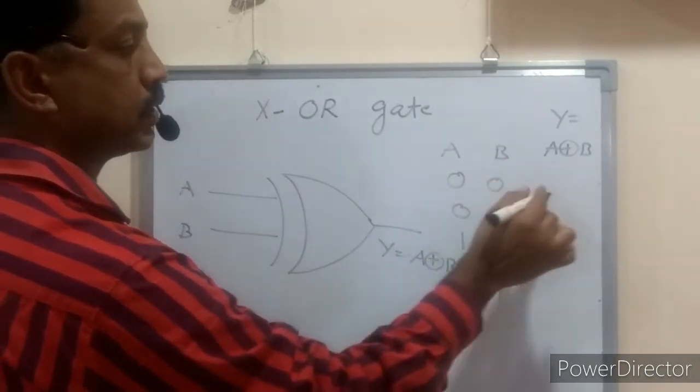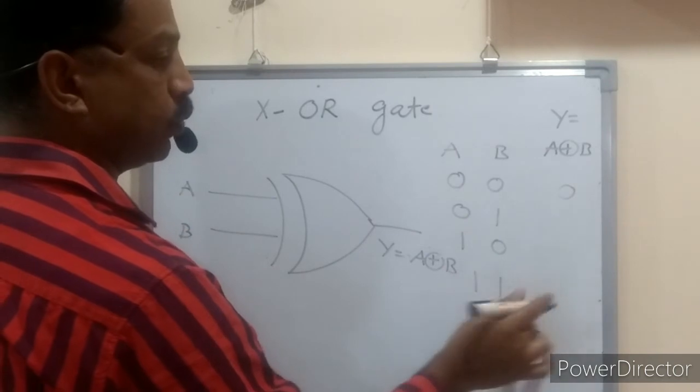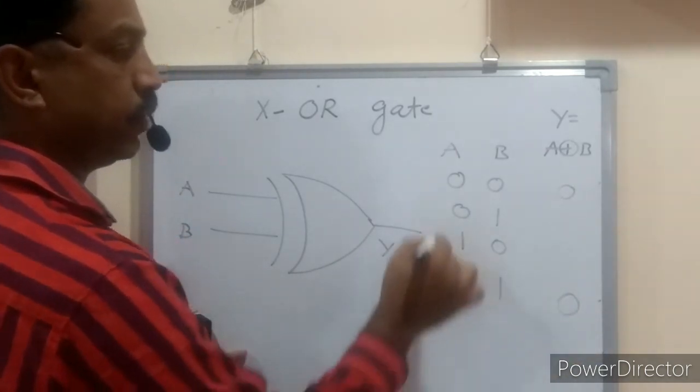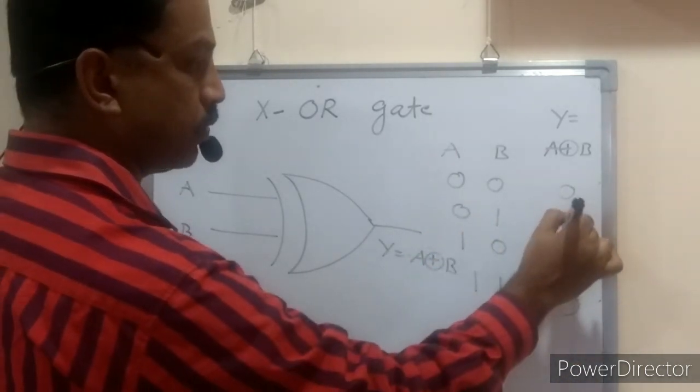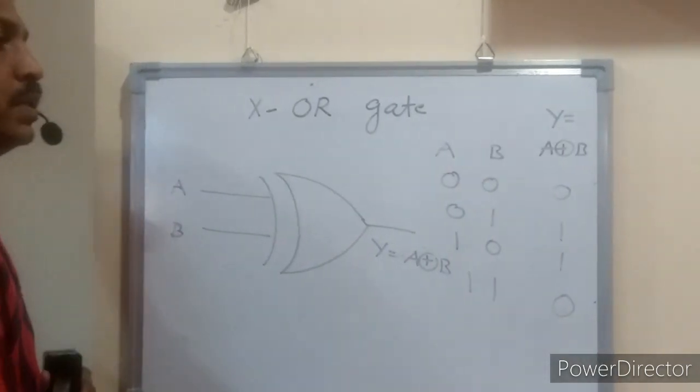When both the inputs are same, the output is 0. When both the inputs are opposite, output is 1. So this is known as XOR gate.